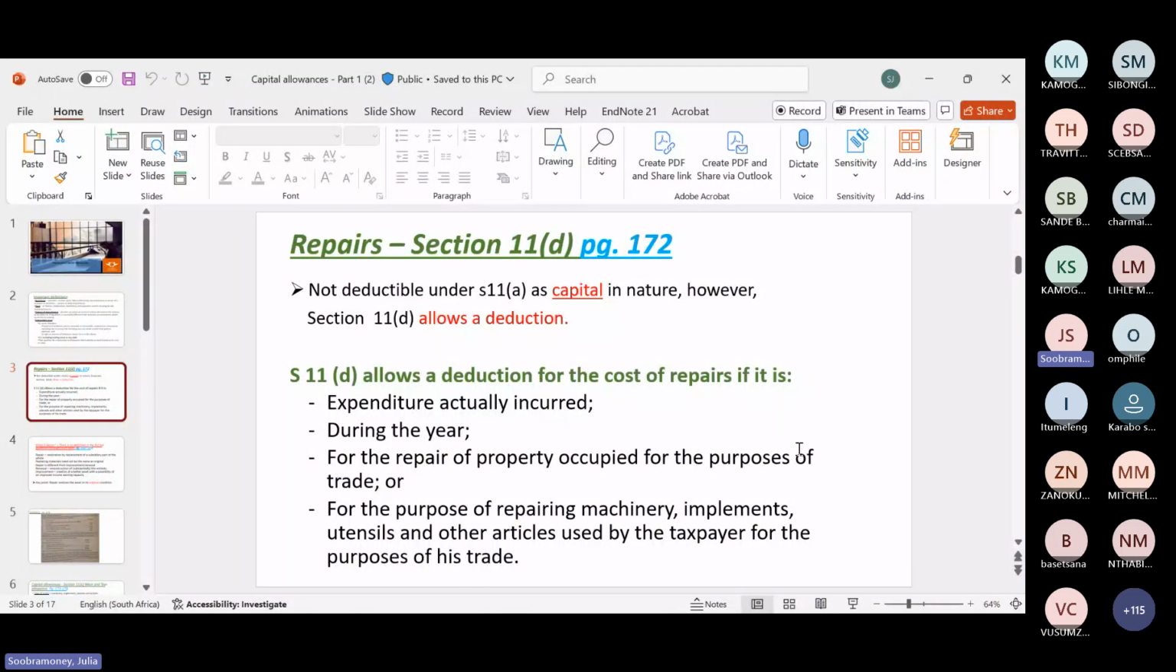Is that allowed? Yes or no? What do you think? So the owner of the business brings his microwave that he uses at home to be fixed at the company. And he orders the parts and he repairs it. Okay, at the company. Is that repair deductible? Yes or no?